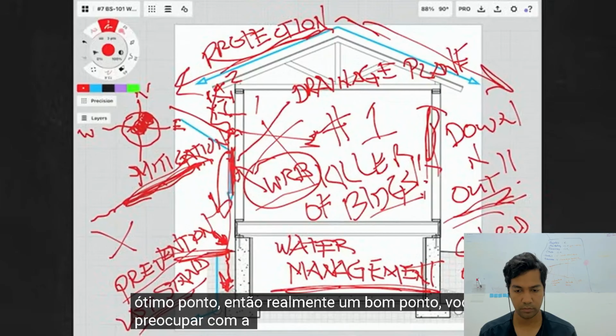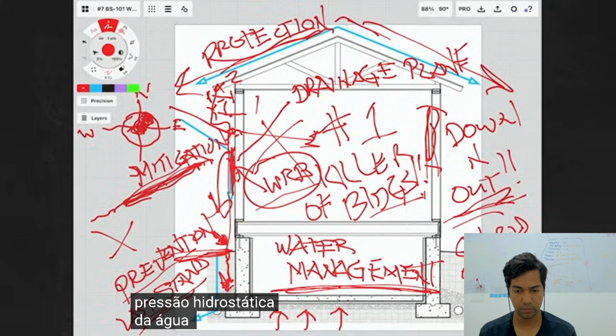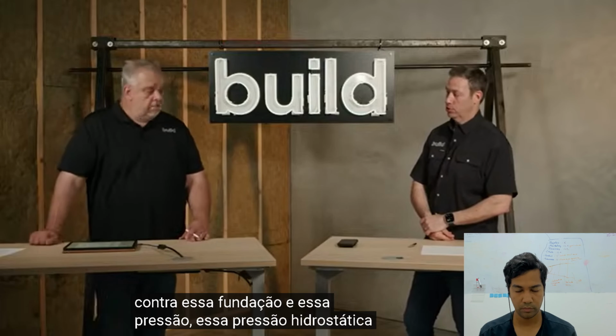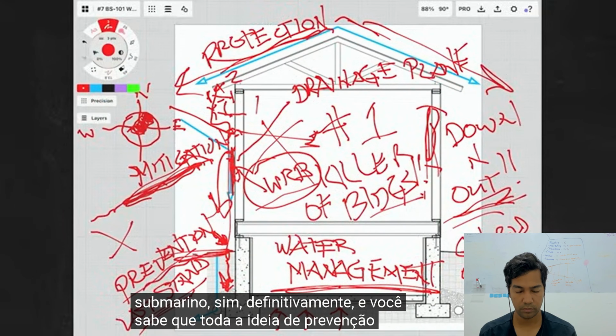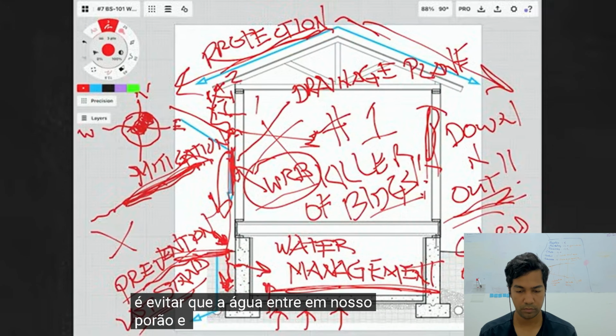You have to worry about the water coming down, but you also need to worry about hydrostatic pressure of water coming up, building up against that foundation, and that hydrostatic pressure could turn your basement into a submarine. Yeah, definitely. And the whole idea of prevention down here, basically what we're trying to do is prevent water from going into our basement and having it flood.